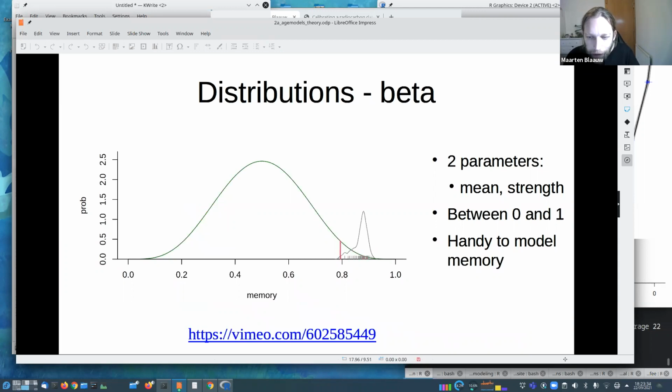There's also the beta distribution, which again is quite a useful one. In this one, it's always larger than 0, but also the maximum value it can take is 1. So it's between 0 and 1. And that's helpful to model, for example, memory or something which can be between 0 and 1.